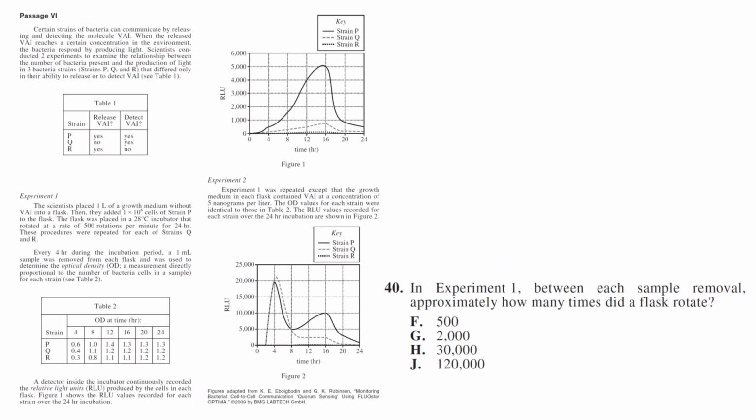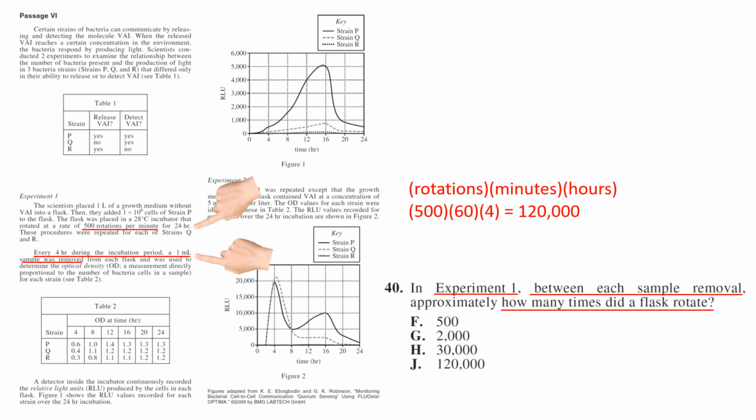40, in experiment 1, between each sample removal, how many times does a flask rotate? It tells us in the reading that it rotates at 500 rotations per minute. And it also says every 4 hours the sample was removed. So we want to know basically how many times it rotated in 4 hours. So 500 rotations times 60 minutes an hour times 4 hours is 120,000. So J.